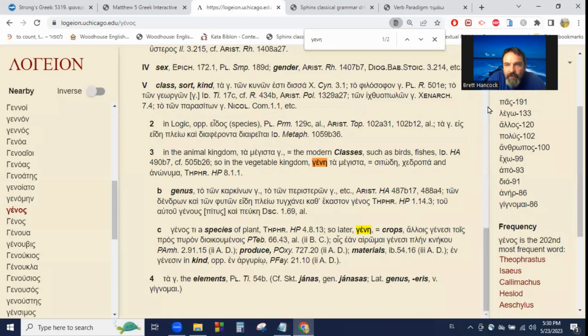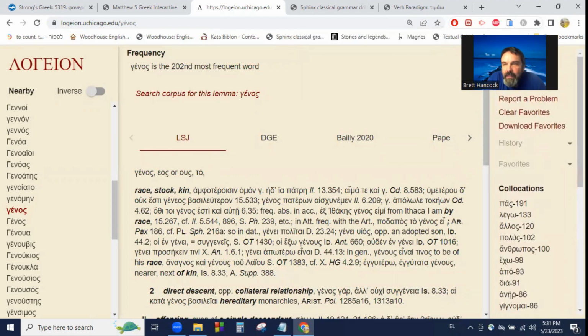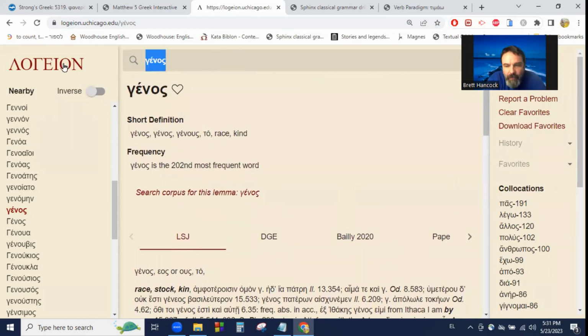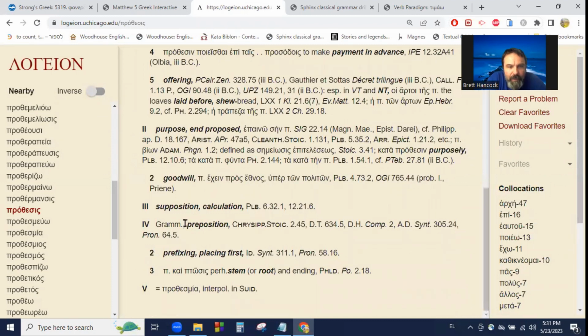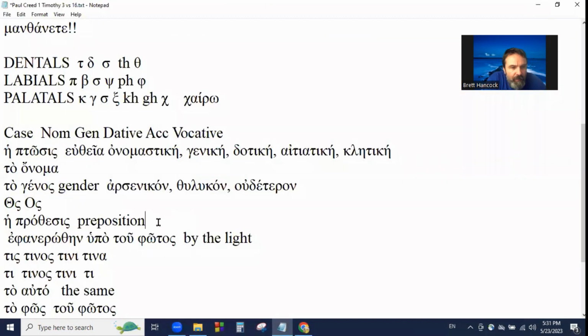Let me just check myself, dokimazô emauton. Let me test myself, see if I'm remembering that right. Prothesis. Prothesis, yeah. So if we go down here, what does it say about grammar? Grammar, preposition, yep. Grammatically speaking, preposition. So using it in the grammatical sense, prothesis.